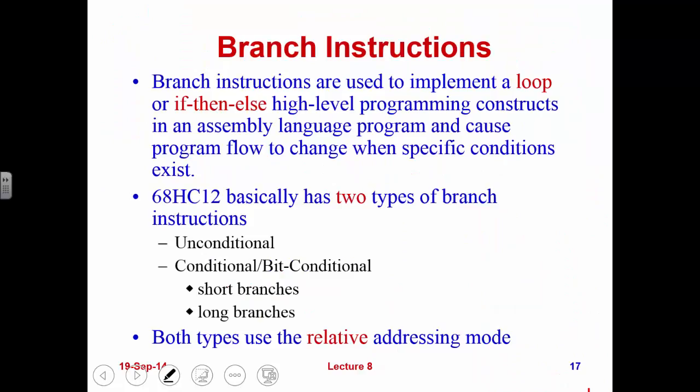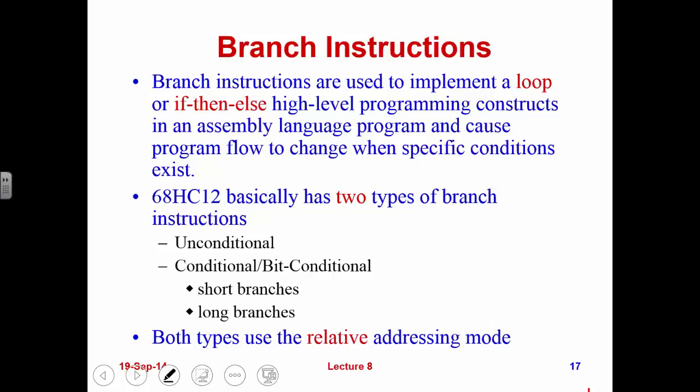So now let's come to the branch instructions. As I mentioned last time, the branch instructions are very important. They're very useful in writing a program. They're in general used to implement a loop or if-then-else program segment.